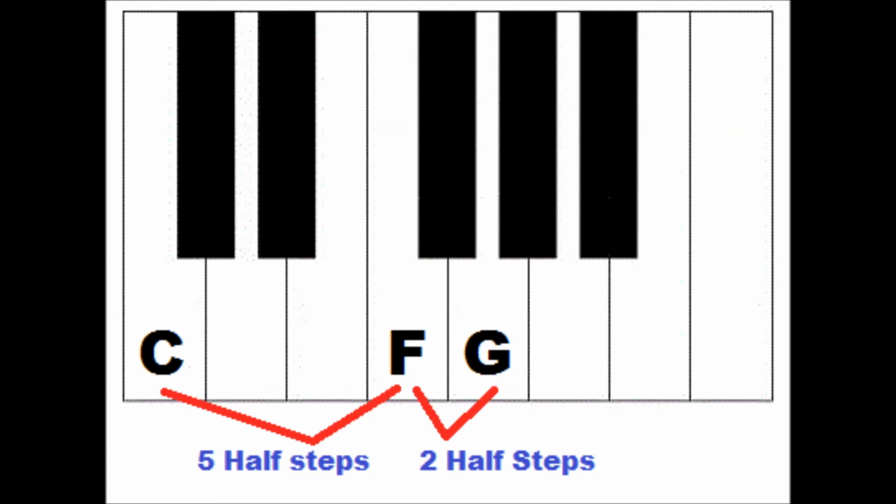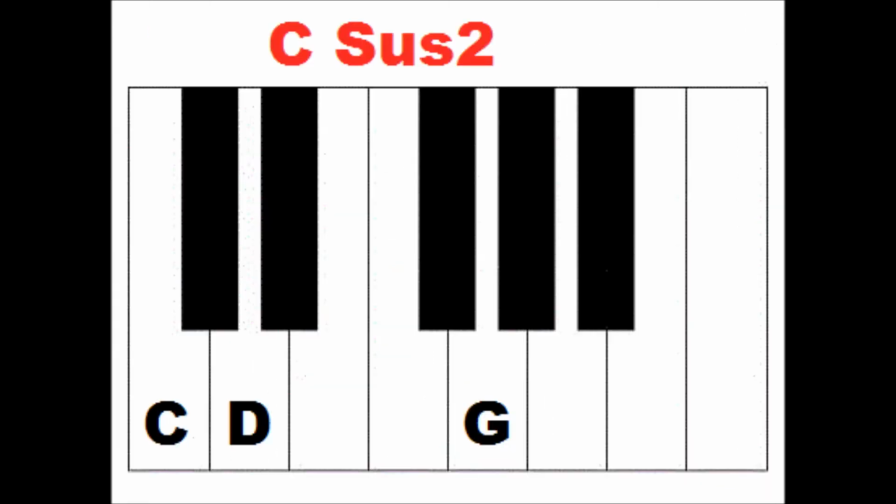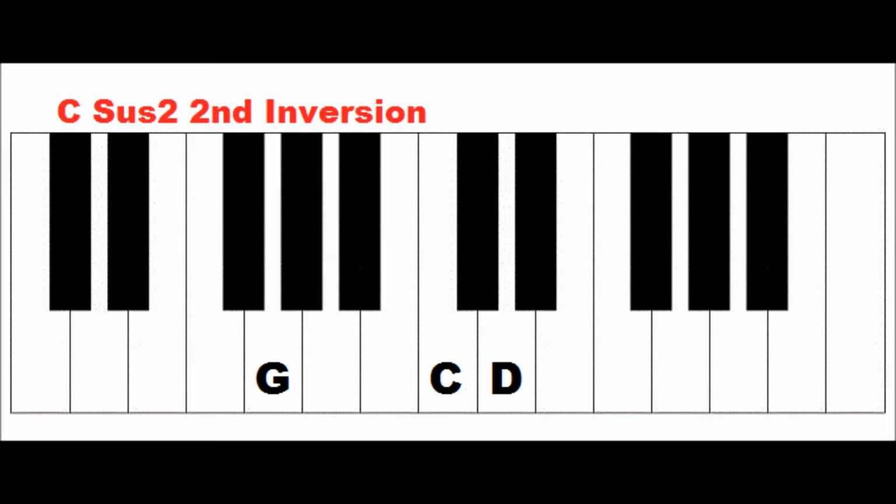Each suspended chord has 2 inversions. Sus2 chords are inversions of particular Sus4 chords. Sus4 chords are inversions of Sus2 chords as well. For instance, the notes of C Sus2 are C, D, G. The second inversion of C Sus2 is G, C, D.